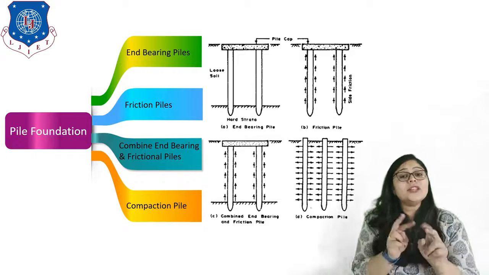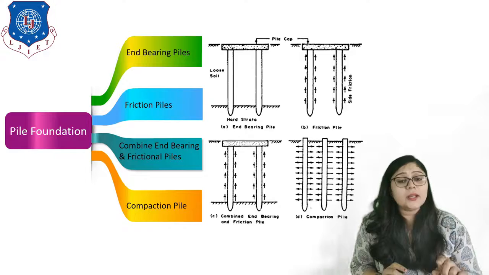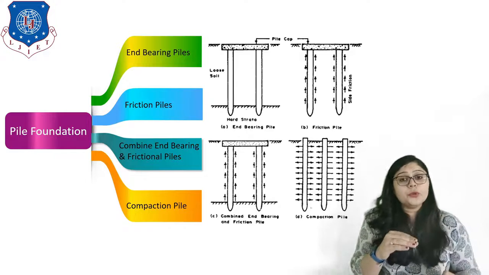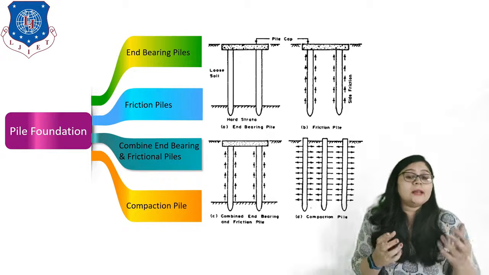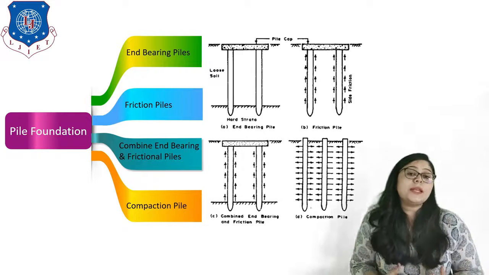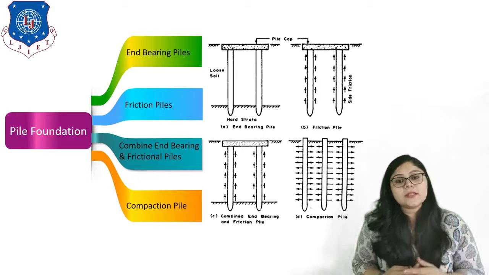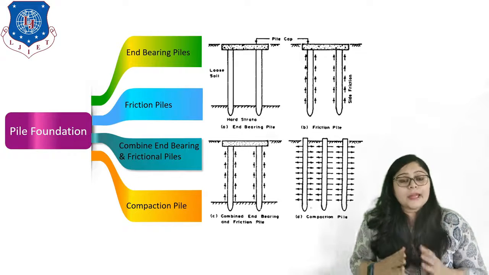Third one is the combination of these two. It means we do not rely only on friction, but we also go up to the hard strata. So we can gain advantages of both the types. That is known as the combined end bearing and friction pile. Next and last is the compaction pile.